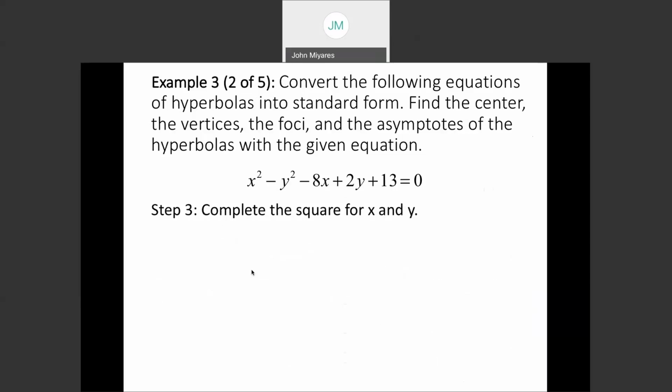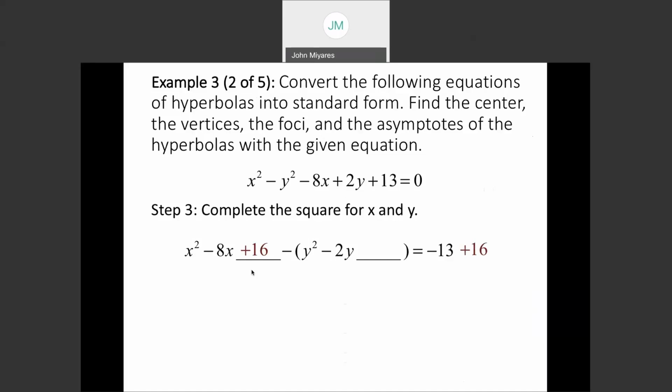Next, we want to complete the square for both x and y. With the x terms, we're going to take half of the -8, which is -4, squared is 16. So just like before, we're going to add 16 on the left in order to complete the square for the x's. And we're going to add 16 on the right side in order to keep things balanced.